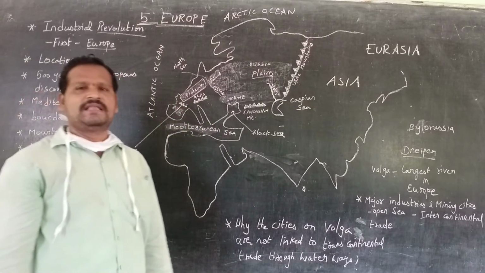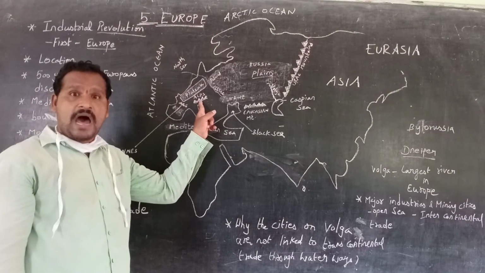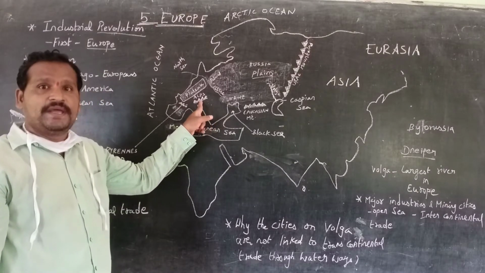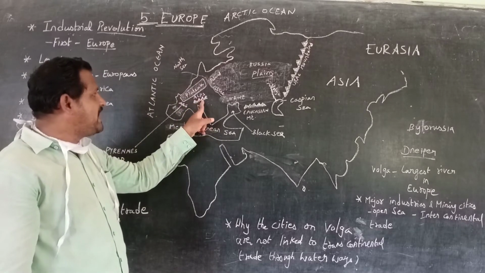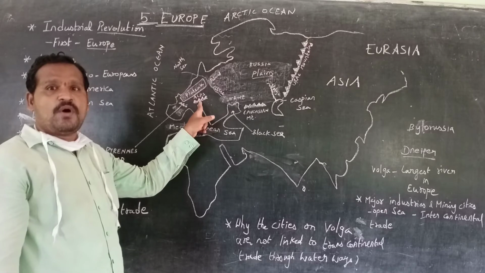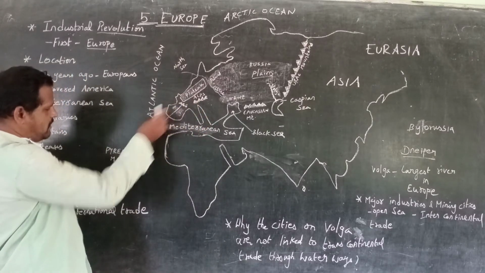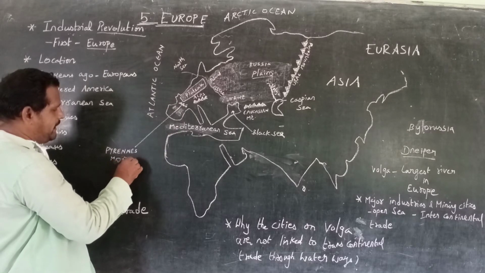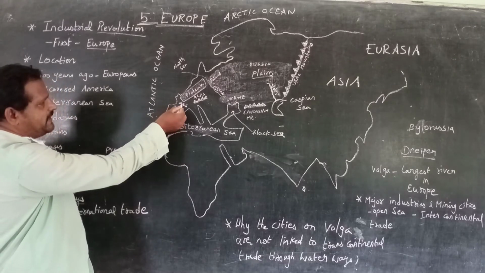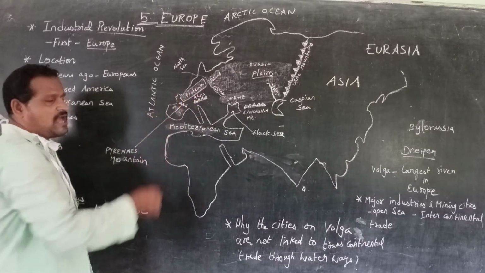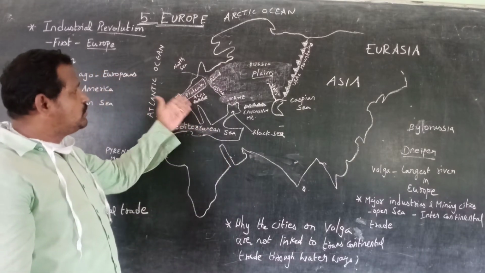Now let us discuss the mountains. Here you can see the Alps mountain, one of the important mountains in the European continent. It is covered with snow throughout the year. And you can see the Pyrenees mountain. The Pyrenees and the Alps are important ranges, covered with snow throughout the year.